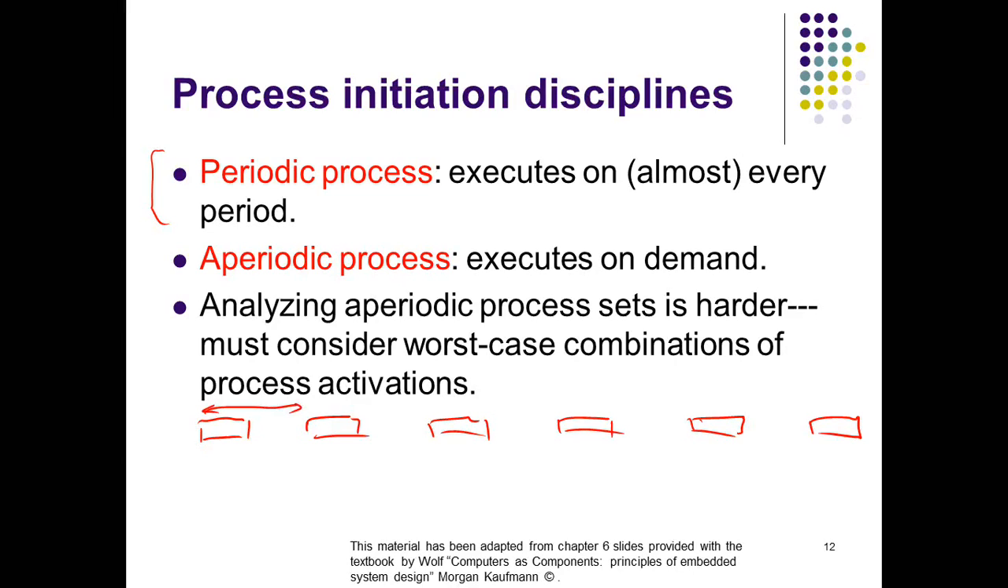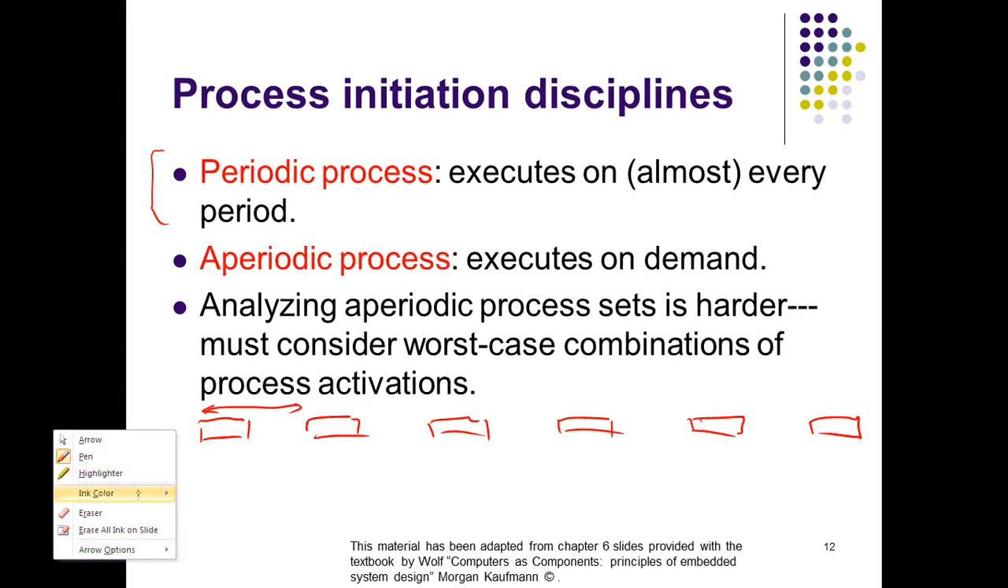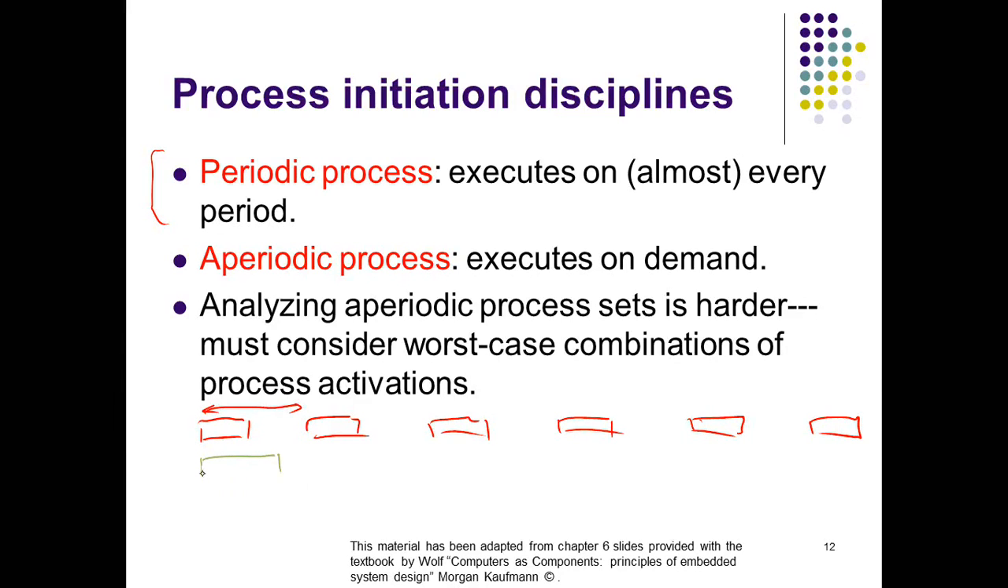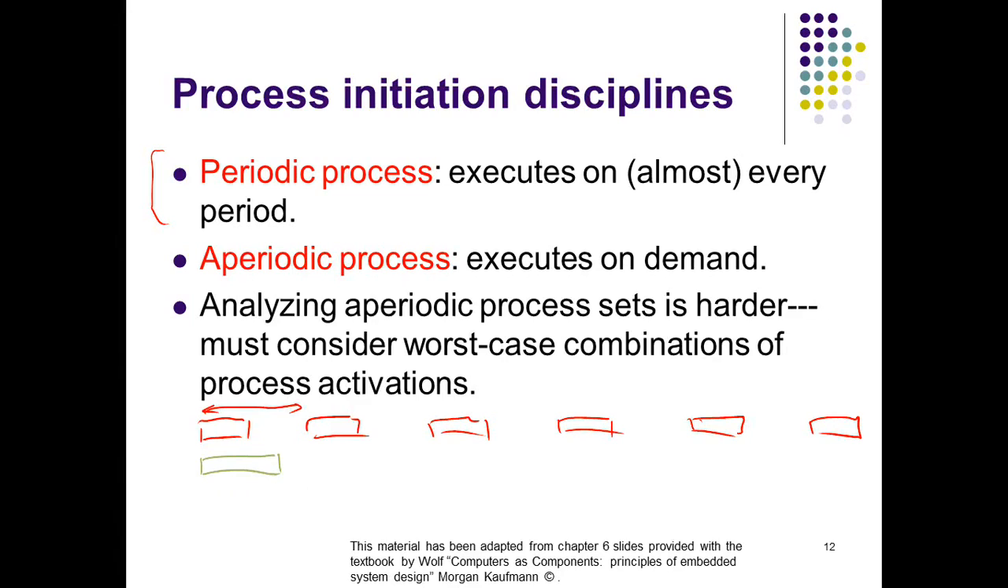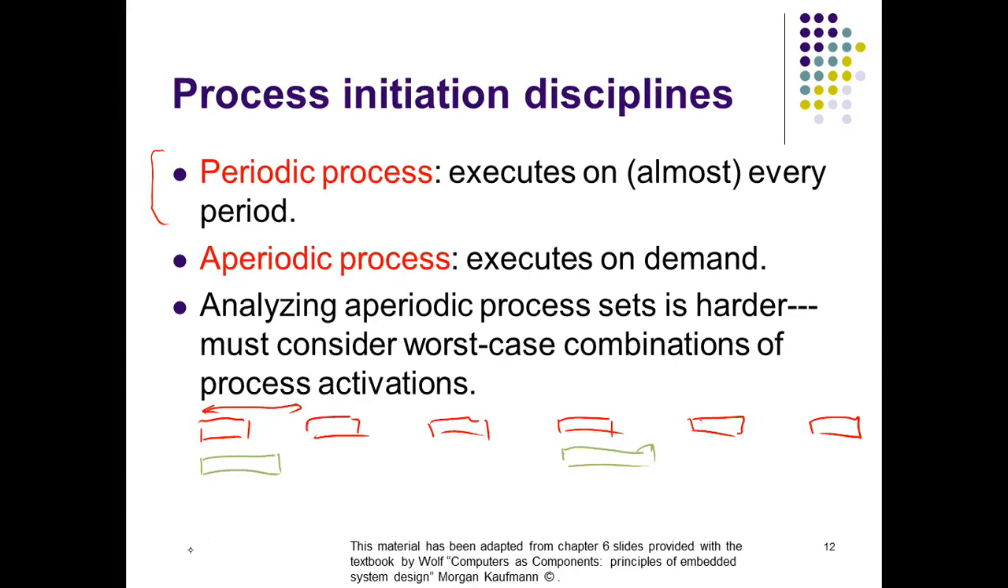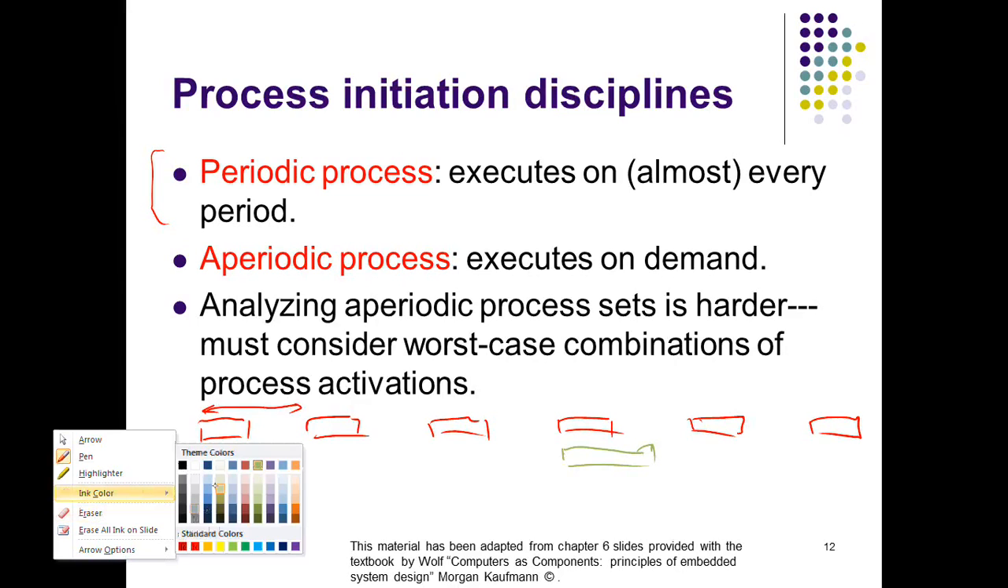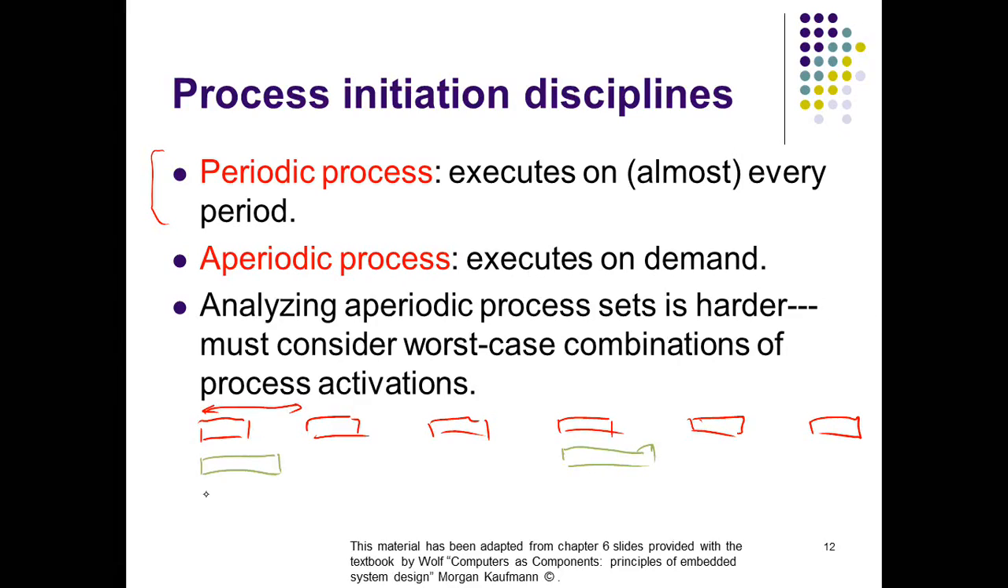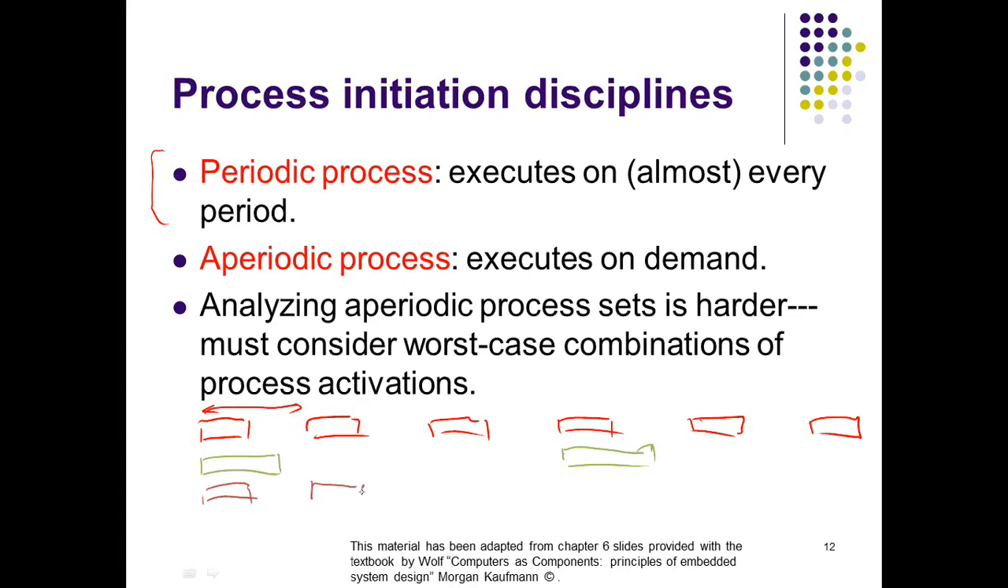If I had a second process, P2, let's change the color, say it had a longer runtime, but it needed to run less regularly, so it needs to run twice in this time period. Can you schedule this to meet all deadlines? Well, you could imagine what would happen is if I say P1 is the higher priority, I can run P1, then I'm going to run P1 whenever it happens because it's a high priority task.